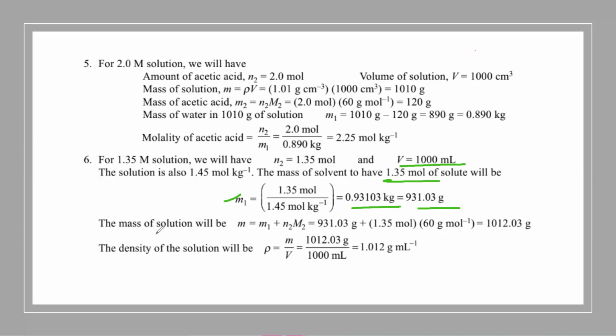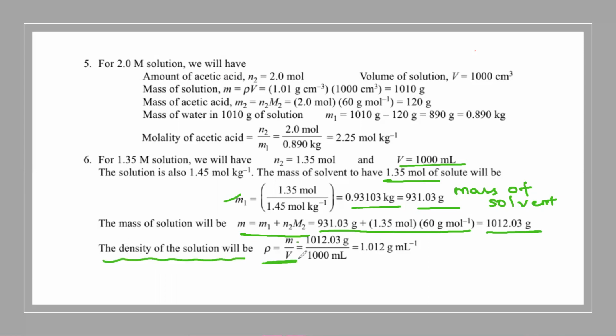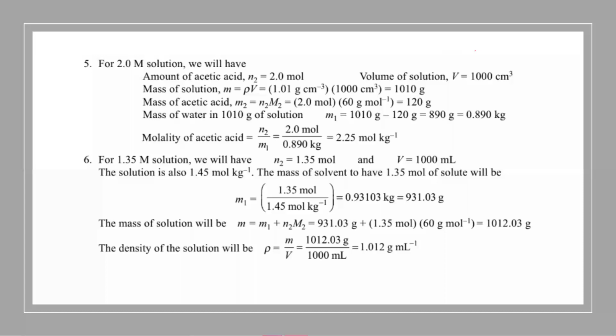Since we have got the mass of solvent, we can find the volume of solution also. And after finding the volume of solution, we can find the density of solution, that is mass by volume. So the mass of solution will become m1 plus n2 M2, where m1 we have solved, that is 931.03 grams, plus 1.35 moles into 60 grams per mole, that comes around 1012.03 grams. So then density becomes 1012 by 1000, which is equal to 1.012 grams per milliliter. These are all difficult problems, but if you practice 2 or 3 times, 100% you'll understand just by applying the formulas.